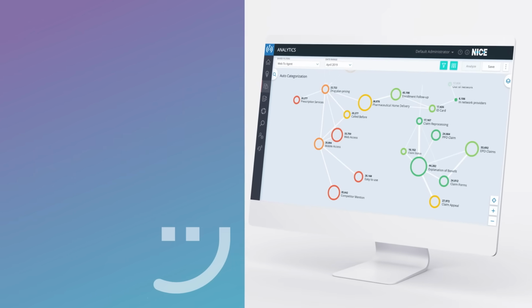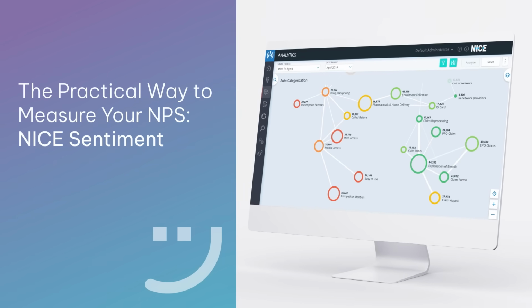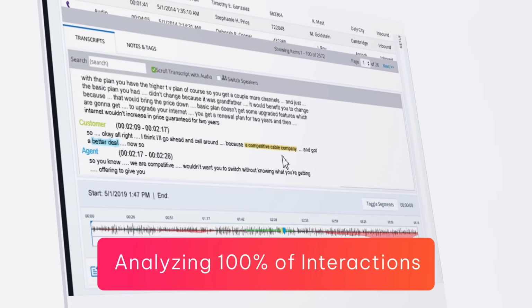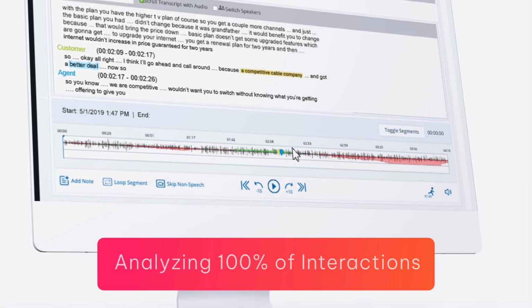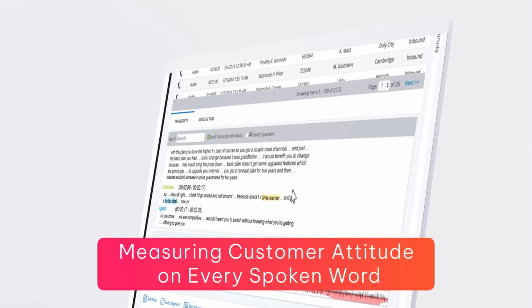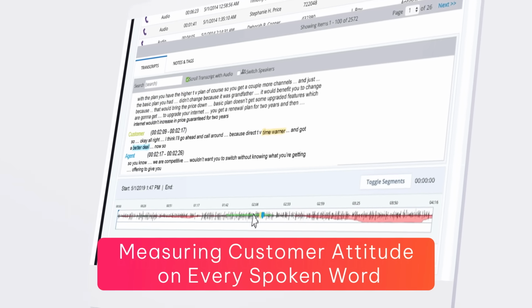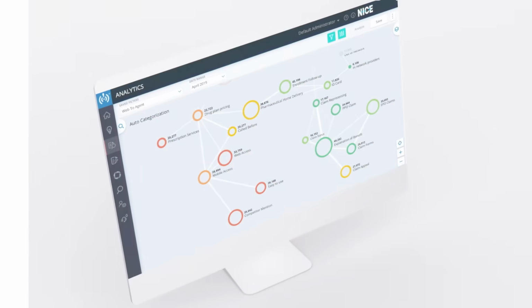But there's another, more practical way to accurately measure your NPS, with sentiment analysis. The NICE sentiment metric is calculated on every single interaction, whether it's a voice call or a chat. It uses acoustic and contextual properties and analyzes all of the words during the conversation to measure the customer feelings towards your brand, services, products, and representatives.